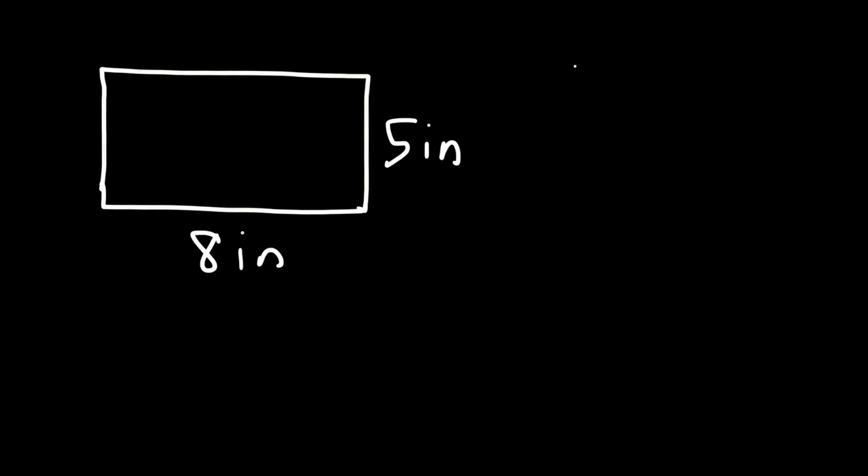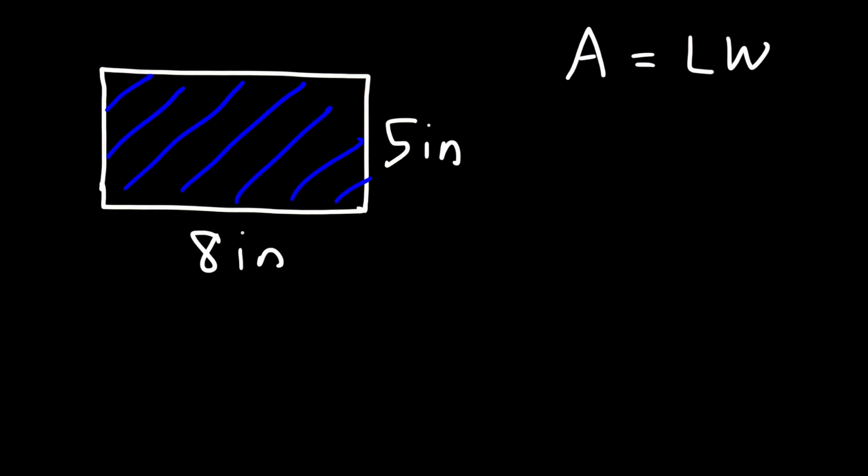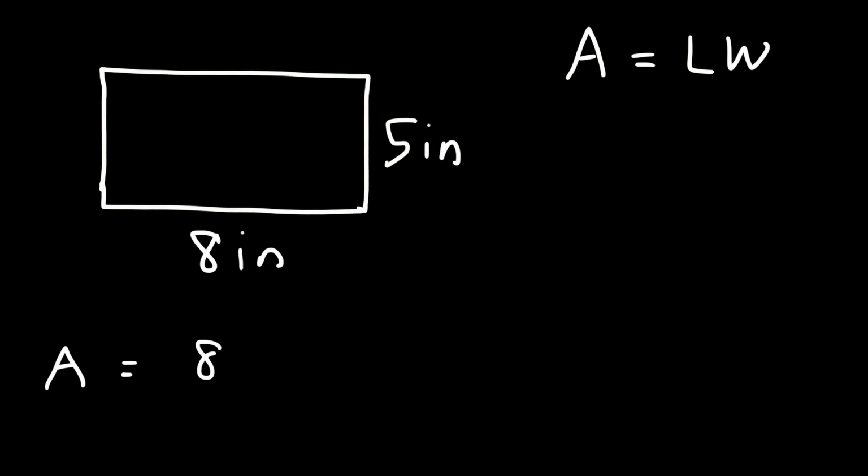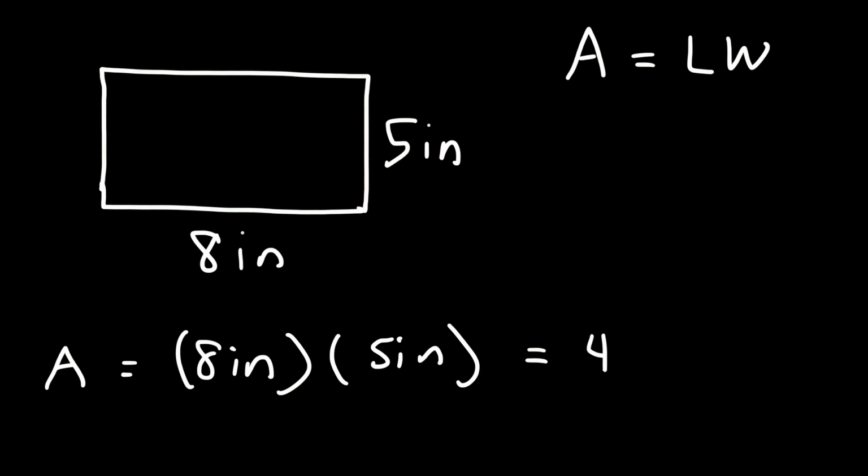So let's start by calculating the area. The area is length times width. It's basically the two-dimensional space inside of this rectangle. And so using that formula, we have a length of 8 inches and a width of 5 inches. And so 8 times 5 is 40, and inches times inches is square inches. And so the answer is going to be 40 square inches.